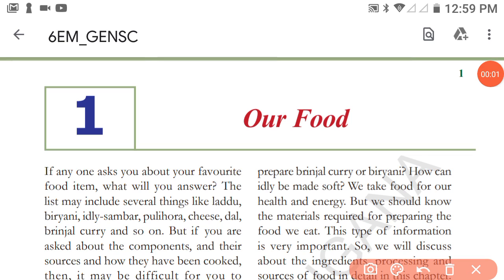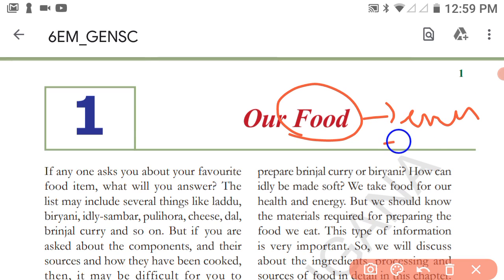Hello everyone. So today let's get started with our chapter 1, which is our food. Now tell me, why do we need food? We need food to get energy. Now, why do we need energy? We need energy to stay healthy and do our daily activities.